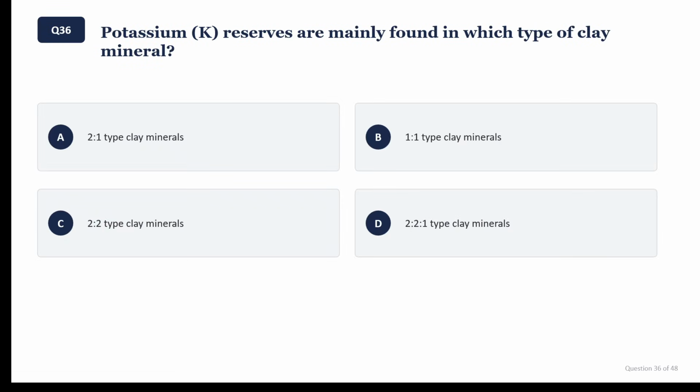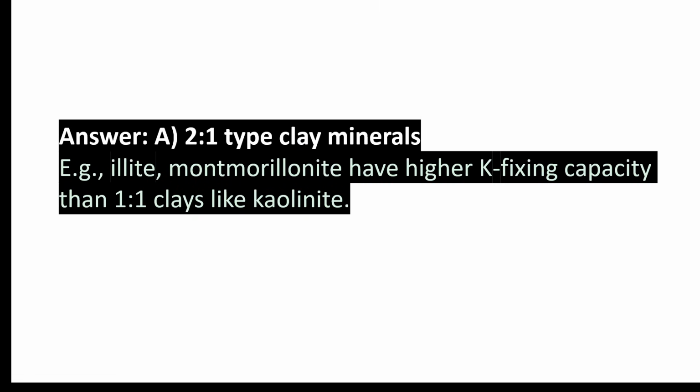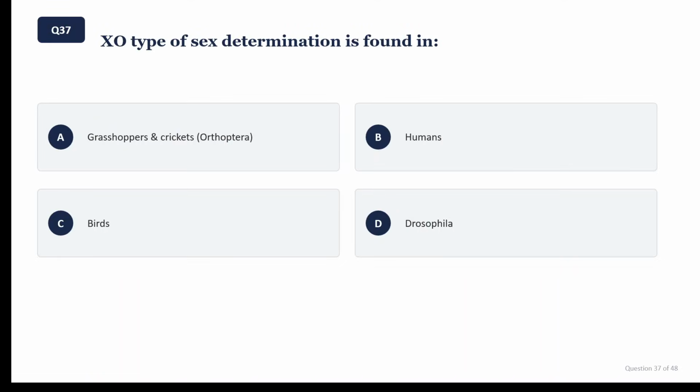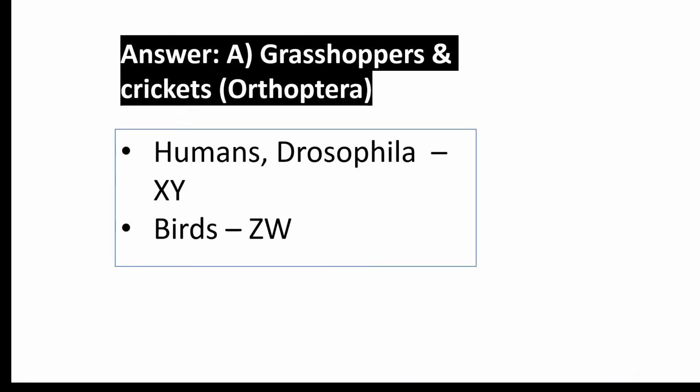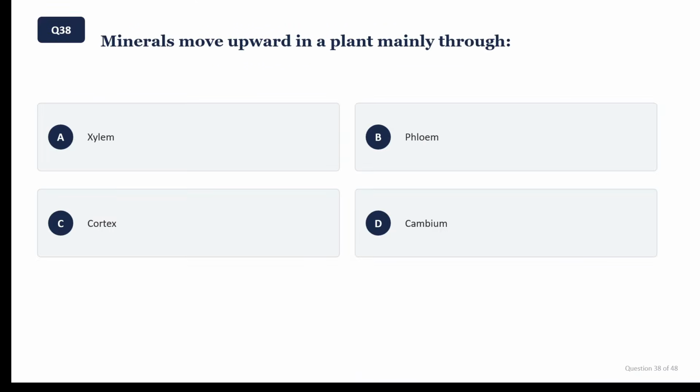Okay, potassium reserves are mainly found in which type of clay mineral? 2:1 type clay mineral, especially illite and montmorillonite, have higher potassium fixing capacity. Types of sex determination: humans XY, Drosophila XY, birds ZW, ZO. Then the remaining one is grasshopper and crickets, which have XO type of determination.